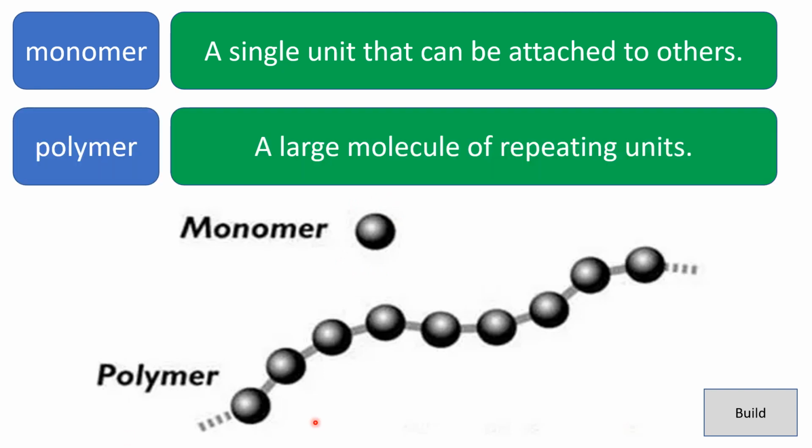Now a polymer is the large molecule of these repeating units, these repeating monomers. So here you can see it's a bit like a pearl necklace with each of these pearls being connected together in a long chain. Now in a polymer, these bonds that are holding them together are covalent, and that should tell you they're strong bonds, not easily broken.